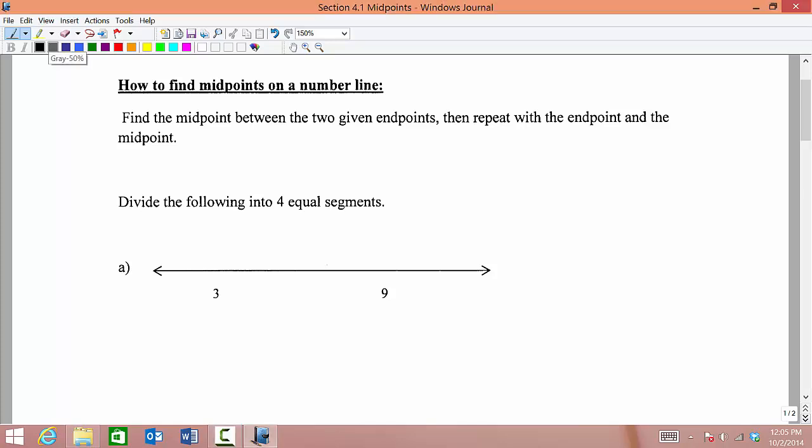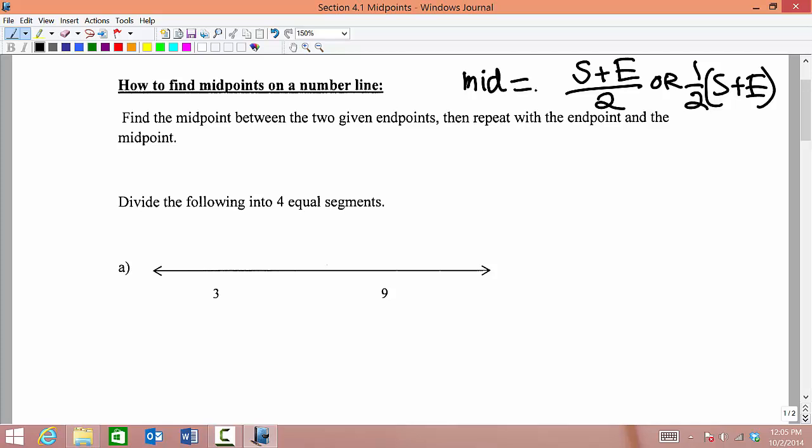When we're graphing sine and cosine, it's helpful to be able to separate our graph into 4 equal segments. So given 2 endpoints, when we want to find the midpoint, we take the starting point plus the ending point and we divide by 2. Or another way to think about this is to add together the endpoints and then to multiply by a half. Either way, this will give us the midpoint that we want.